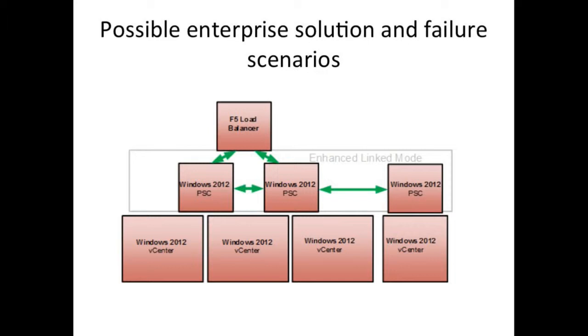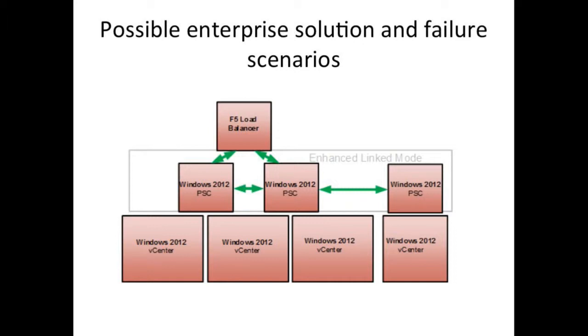So here's one of the most common enterprise scenarios that I've seen. You can replace the word Windows 2012 with Linux appliance. It doesn't matter. As I said, you can mix and match them. You could do your PSCs all on Linux and then do your Windows vCenters if you want, if you're doing a greenfield. No way to migrate currently from Windows to Linux that is supported.